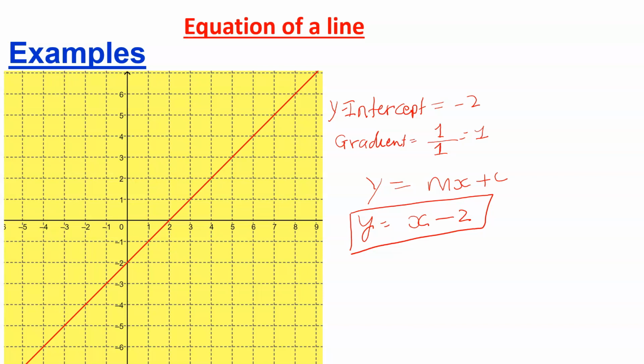If you want to check, you can easily do it. Any point you take here must be a point of this graph. For example, if you take that point, y is 6 and x is 8, so you have 6 here, and here you have 8 take away 2, so 6 equals 6, so that's a point of your line. This is how you find the equation of a line by using the intercept and the gradient.